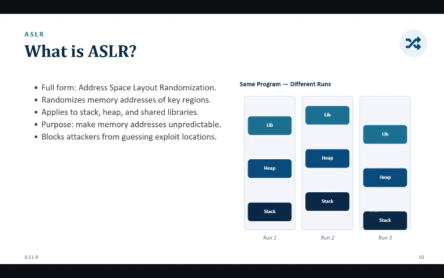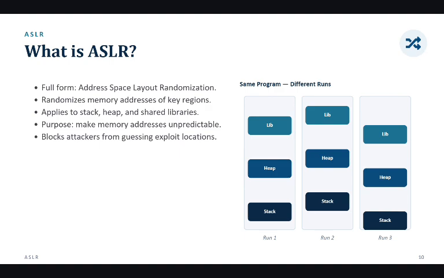What is ASLR? Now let's get into our first major defense, ASLR, which stands for Address Space Layout Randomization. The idea is simple but powerful. It randomizes the memory address of key regions like the stack, heap, and shared libraries every time a program runs. The purpose is to make memory addresses unpredictable so an attacker can't reliably guess where to redirect execution.